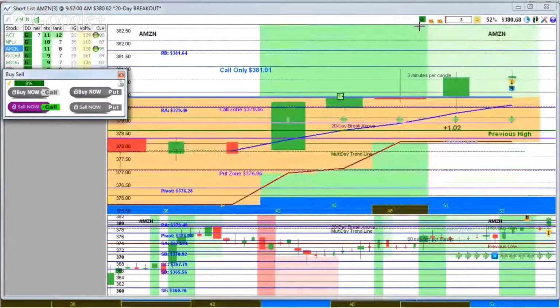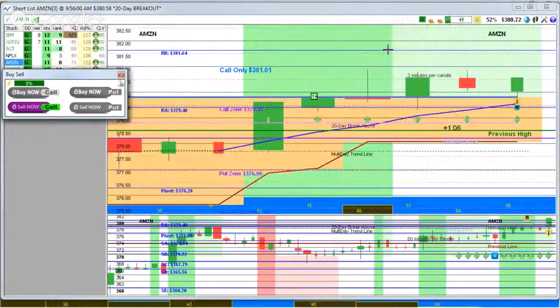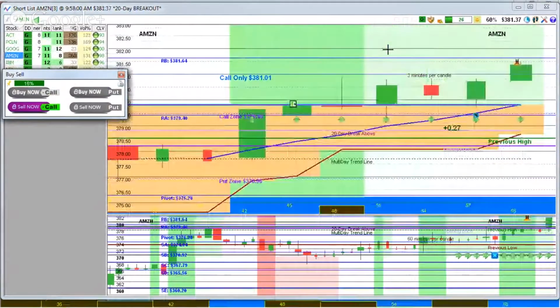8%, 9%. You'll notice at the top here, that would have actually at this point made you your 10%. And that's good enough for me. There you go, if you wanted to hang on, 16%.